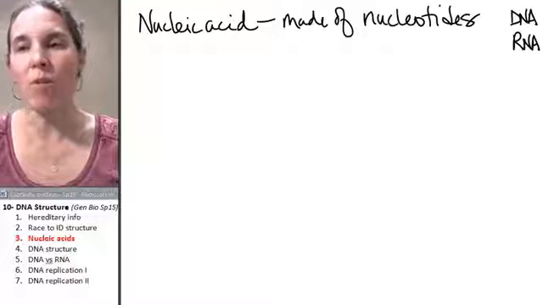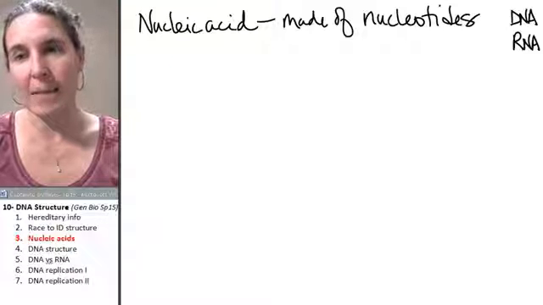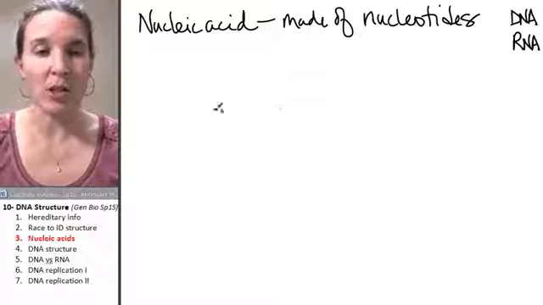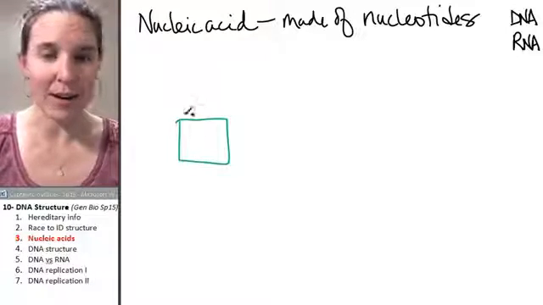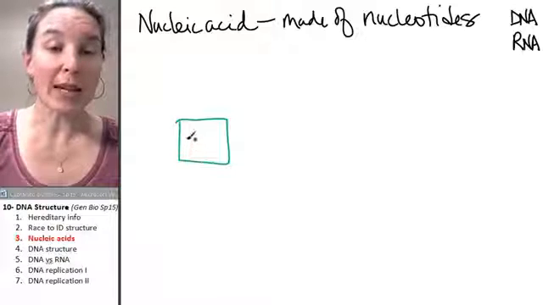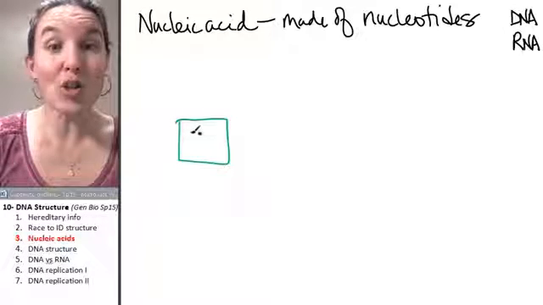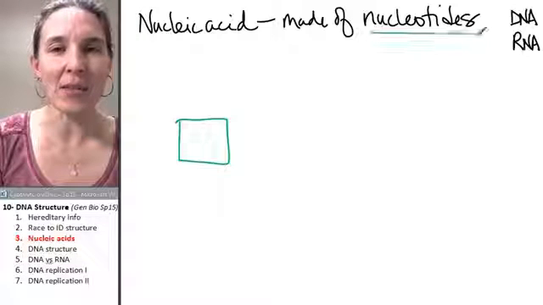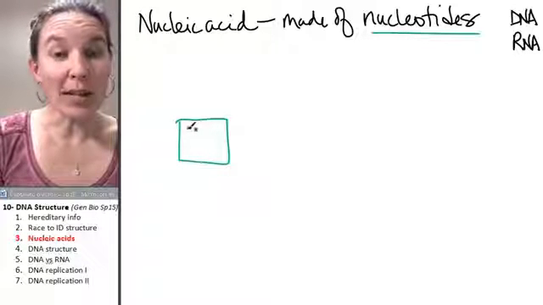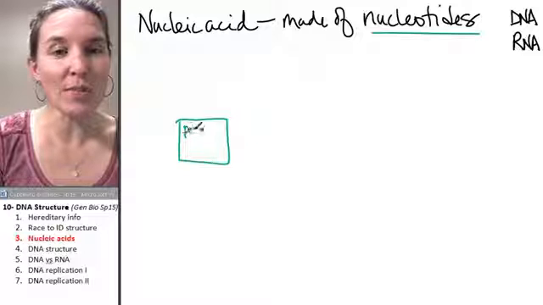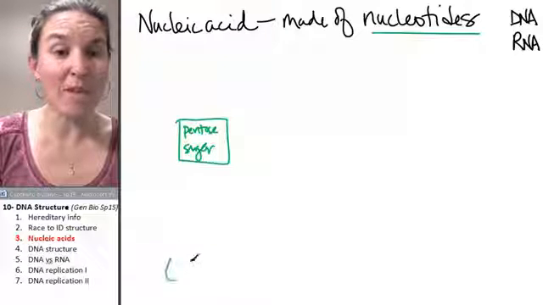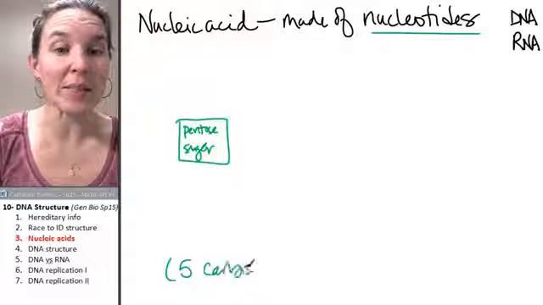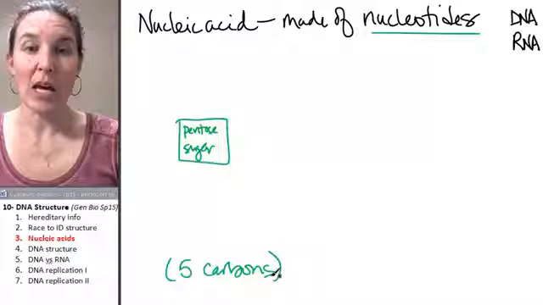So I'm going to draw you a picture of what a nucleotide is. First of all, my picture is simplified because this isn't really what it actually looks like. First of all, this is a nucleotide right here. All nucleotides have a pentose sugar. And a pentose sugar just means there are 5 carbons in the sugar.